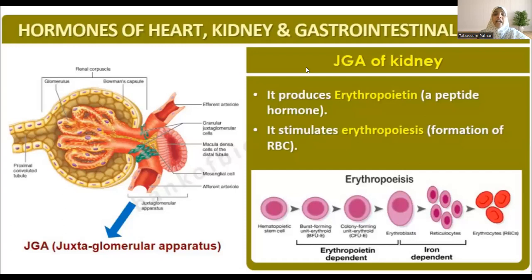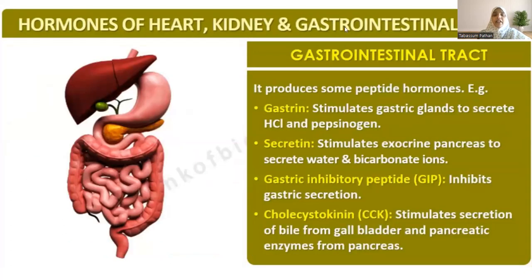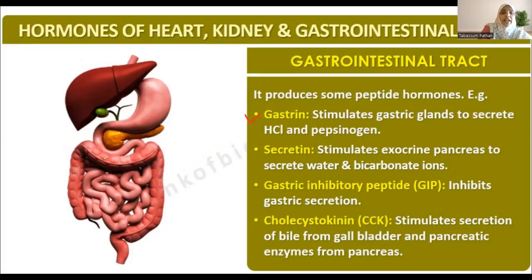Okay. And finally, the GI tract. GI tract releases a lot of gases and a lot of substances. Some of them are hormones, which are gastrin, number one. It stimulates the gastric glands to secrete acid and pepsinogen. So gastrin is released by the GI tract, that is the gastrointestinal tract. Gastrin will help the gastric gland to secrete more acid and pepsinogen for digestion purpose.